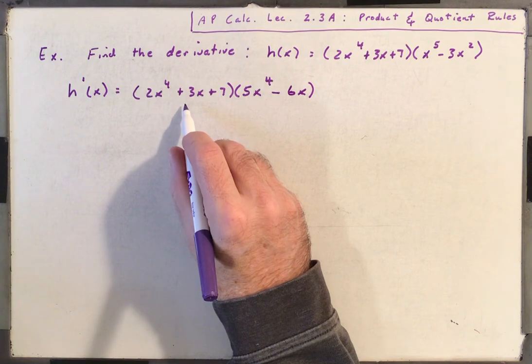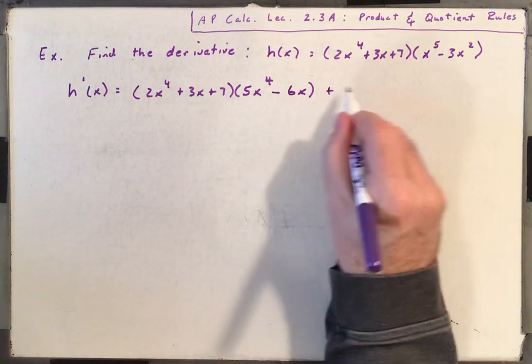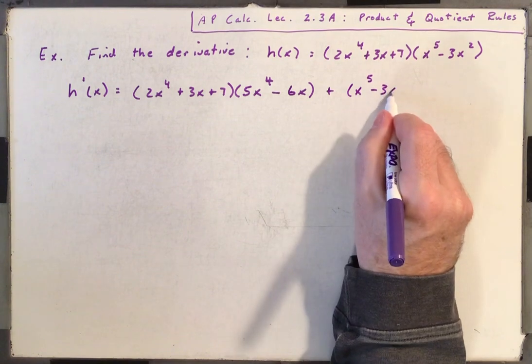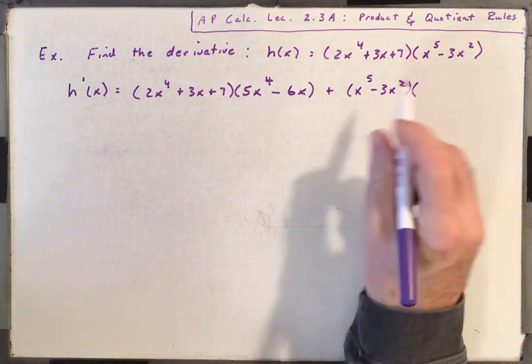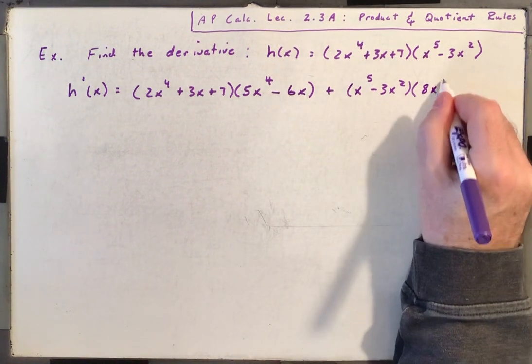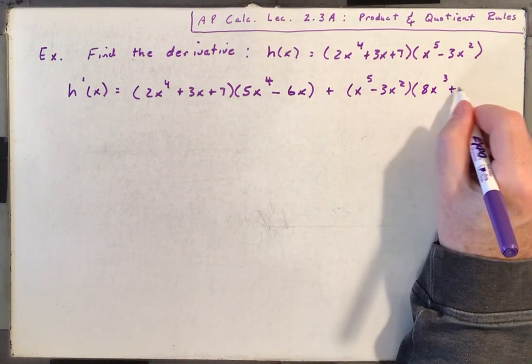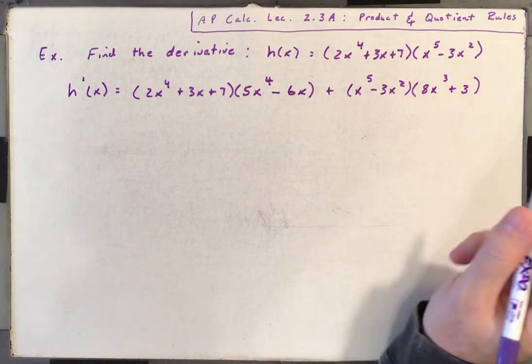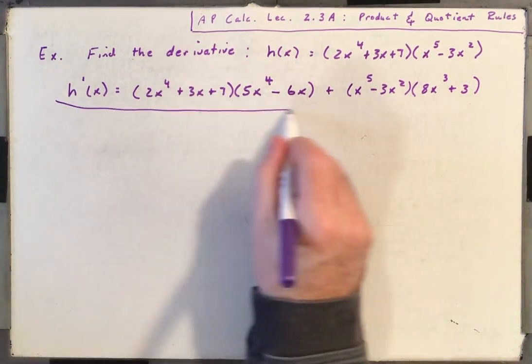First times the derivative of the second plus the second, x to the fifth minus 3x squared, times the derivative of the first. Well, that would be 8x cubed plus 3. All right, and that's all that you need to do.